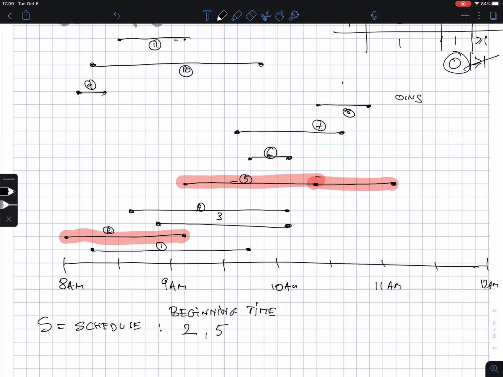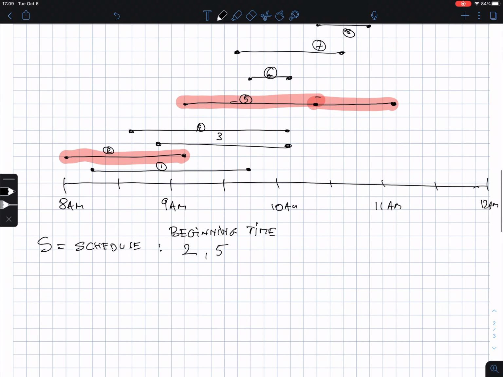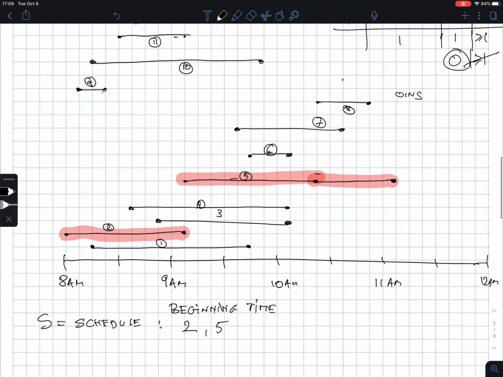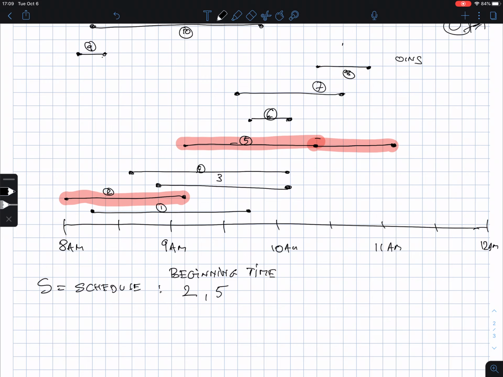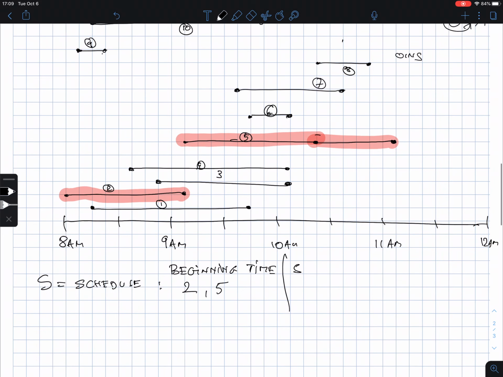You say, Professor, of course, that's not smart. We should take the shortest ones. I try to always take the shortest one, okay? All right, let's do that. So let's try to do that. So I'm going to schedule, so this was beginning time. So here is the time of shortest.